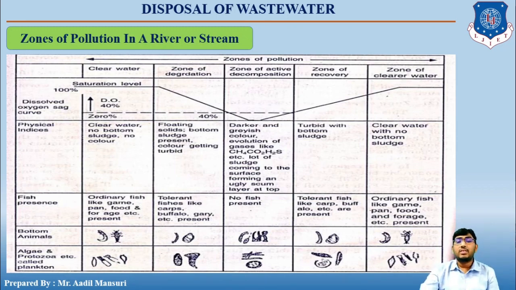Okay. Last is the zone of clearer water. In this zone, the river attains its original condition with dissolved oxygen rising up to the saturation level. Water becomes attractive in appearance. Fish, which require at least 4 to 5 milligrams per liter of dissolved oxygen, and the usual aquatic life prevail. Some pathogenic organisms may still, however, survive and remain present, which confirms the fact that once the river water has been polluted, it will not be safe for drinking unless it is properly treated. So these were the different zones of pollution in a river or stream.